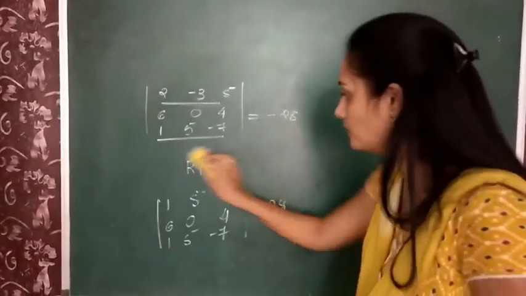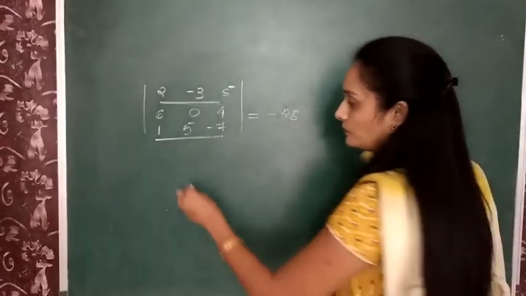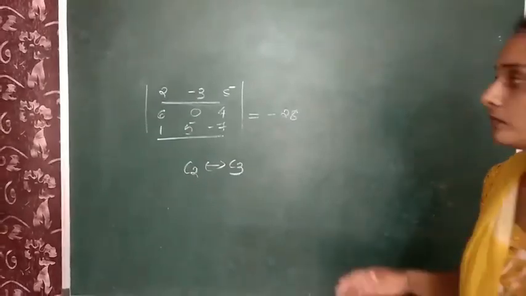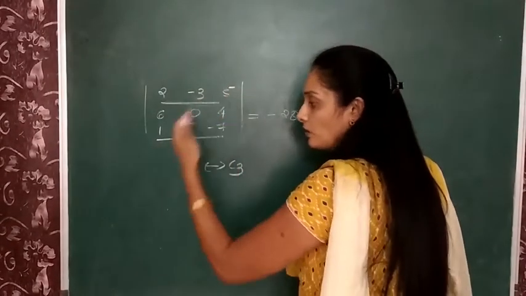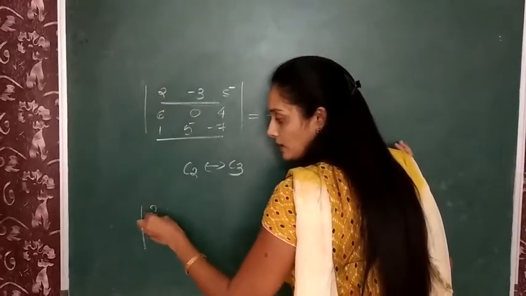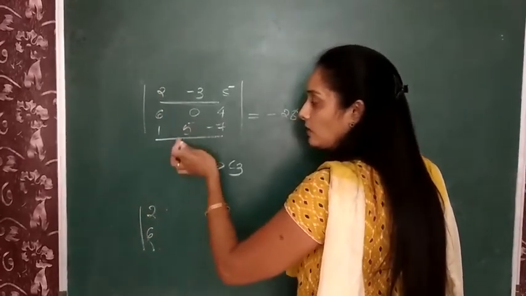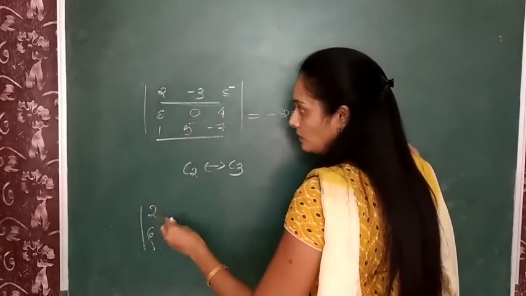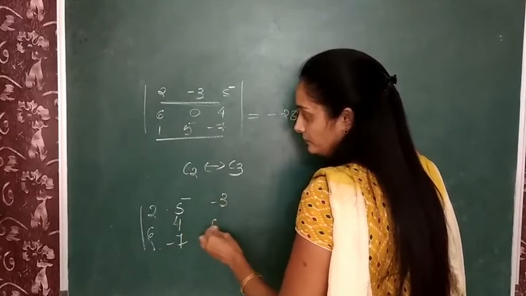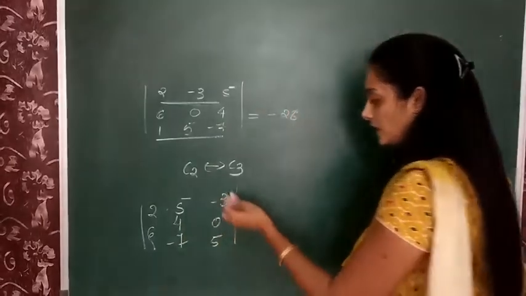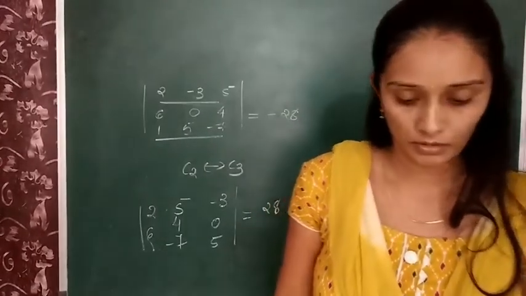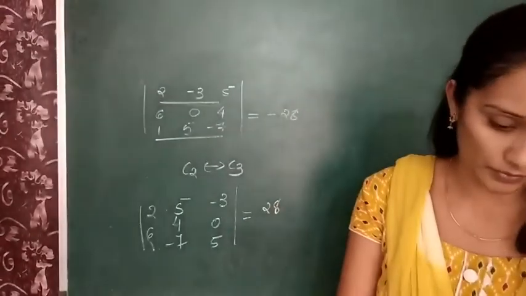That means I can write C2 to C3, that means the second column and third column are interchanged. The first column is as it is. The second and third columns change. Then the answer is 28. Now, the third property.